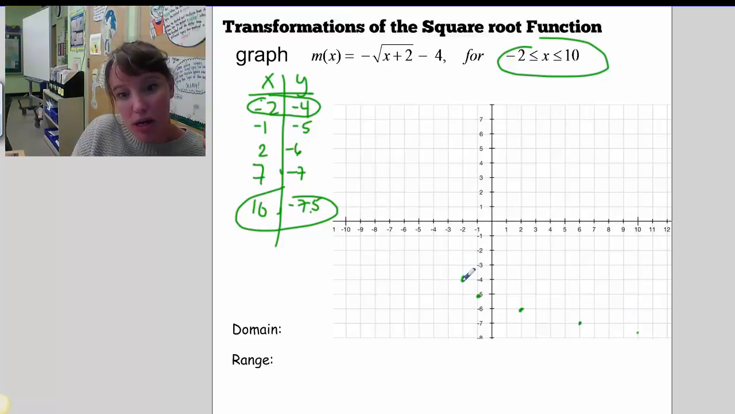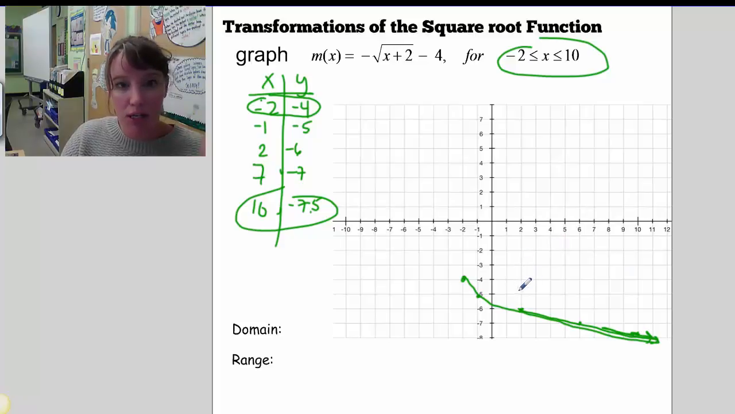So here's my square root function, and I didn't really draw it smoothly enough here. So let me try this one more time. Okay, so it actually should just go through the points right there. Okay, so there's my square root function. It's not very nice and neat. Hopefully yours is a little bit better.